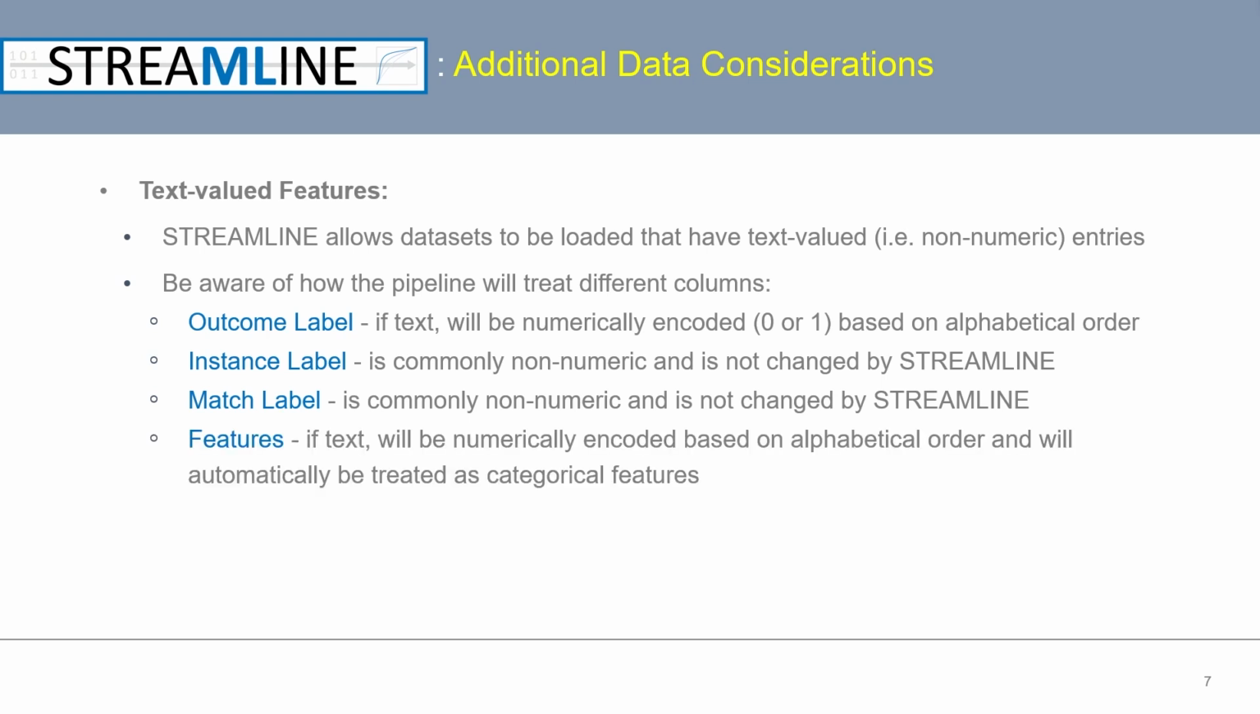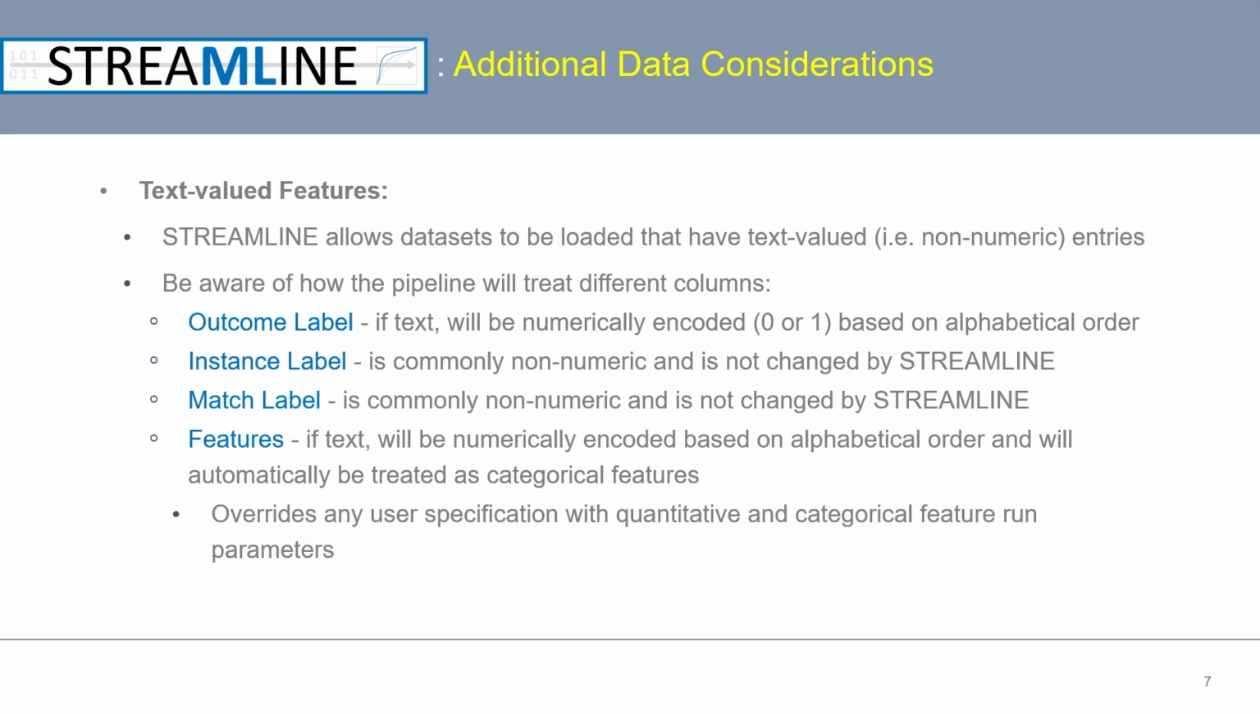And with respect to features, any text values will be numerically encoded based on alphabetical order and will automatically be treated as categorical features. Of note, the occurrence of text-valued features will override any user specification of feature type within the quantitative and categorical feature run parameters.